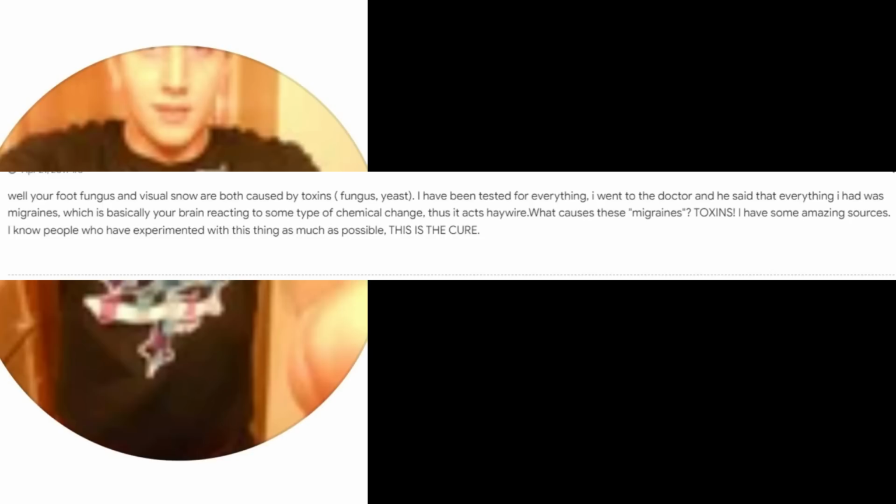Fungus, yeast. I have been tested for everything. I went to the doctor, and he said that everything I had was migraines, which is basically your brain reacting to some type of chemical change. Thus, it acts haywire. What causes these migraines? Toxins. I have some amazing sources. I know people who have experimented with this thing as much as possible.